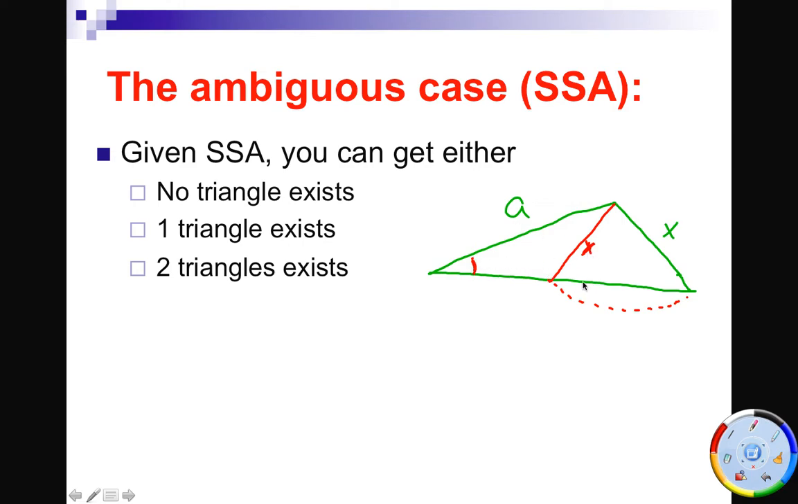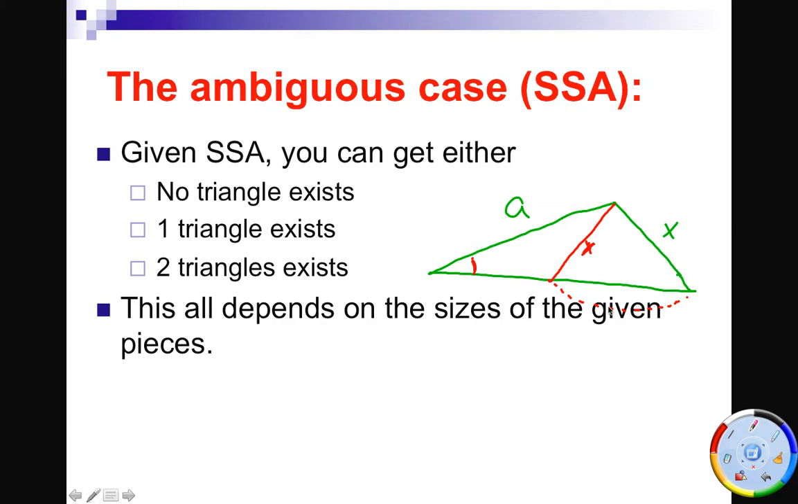Now, it's hard to visualize if you're not a very visual person. And what you can do is create some little scraps of paper that are certain lengths and just rotate them around and show that there are actually two triangles that you could create.